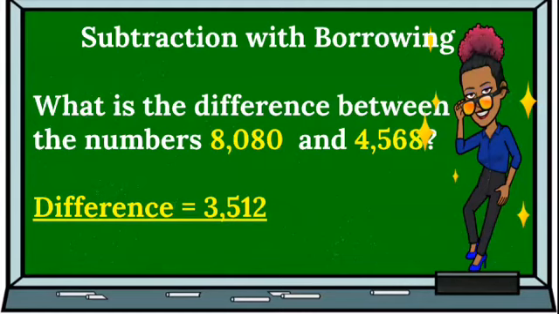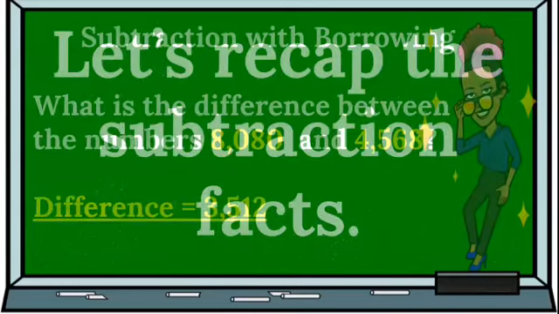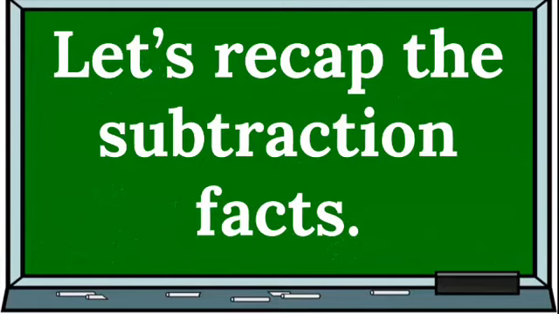So the difference between the numbers 8,080 and 4,568 is 3,512. Now let's recap these subtraction facts.